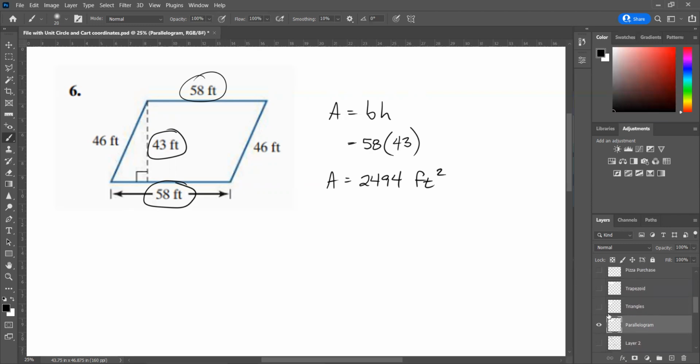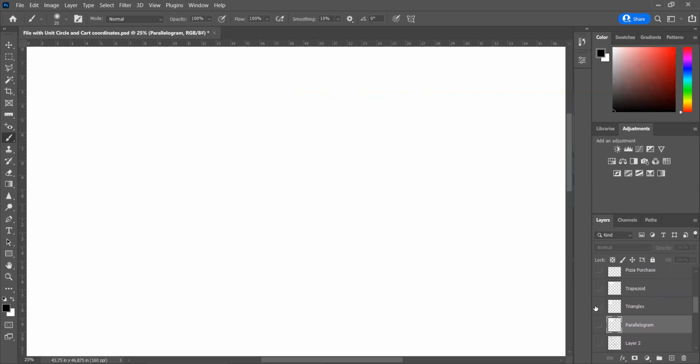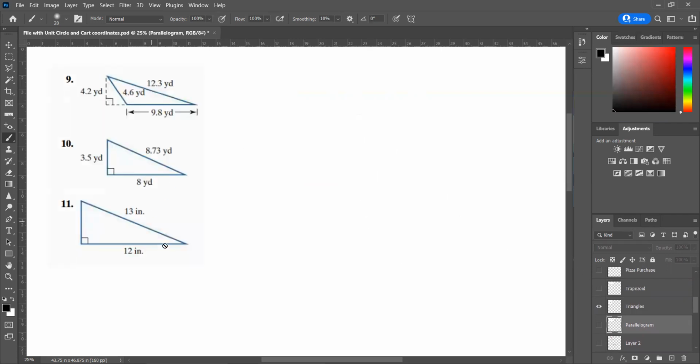Let's try another shape here. A triangle. We have a few of those. So area, we said, is 1/2 base times the height. So for number 9 there, we'd have 1/2. The base is 9.8 yards.